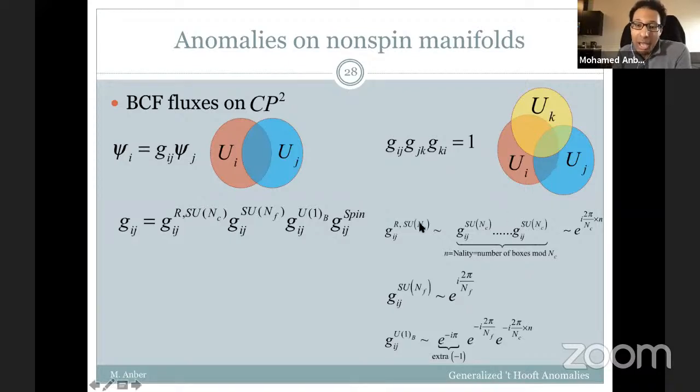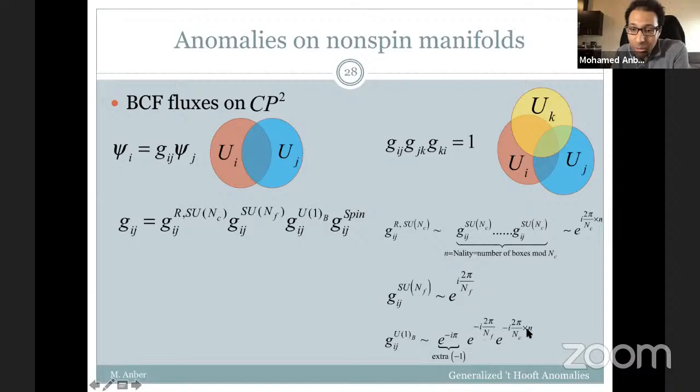So again, as I mentioned before, the transition function in representation R in the color group is basically given by the nth root of unity to the power little n. Again, little n is the n-ality of my representation. Gij in the flavor group is the center element of the flavor group. And finally, I also have to consider the Gij in the U1 baryon to take the following form.